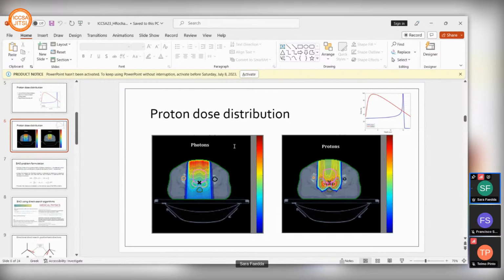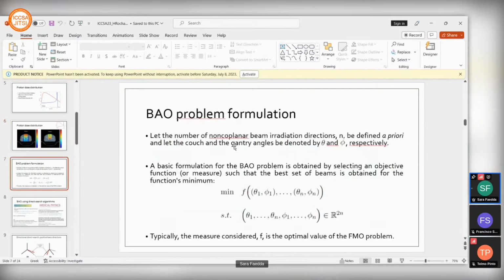Regardless of these interesting characteristics, in order to obtain high quality treatment plans with protons, we need to optimize a number of parameters. And one of the parameters is from which direction we should irradiate the tumor. That's the focus of this presentation. There are different problems that arise in treatment planning, and this is one of the most difficult: the selection of the best beam irradiation directions. We will consider non-coplanar directions, meaning that the couch can move, and with that, each direction has two parameters, the couch angle and the gantry angle.